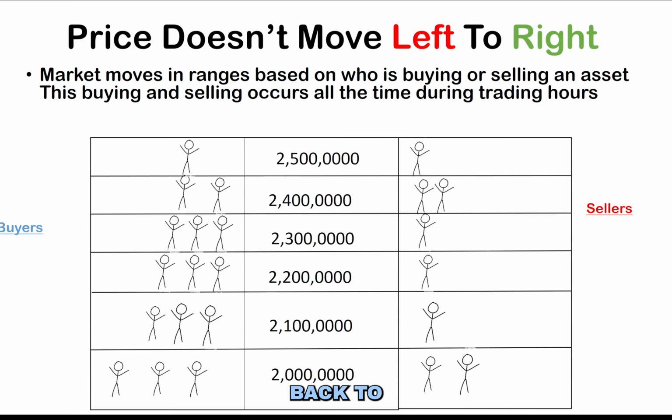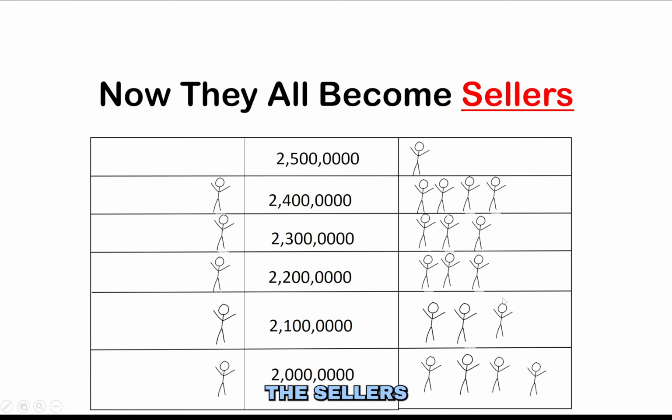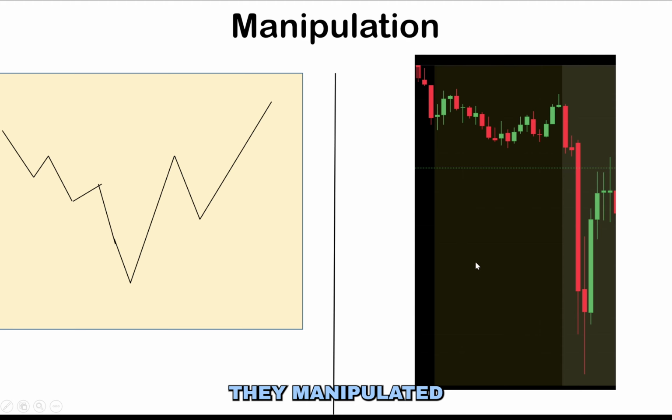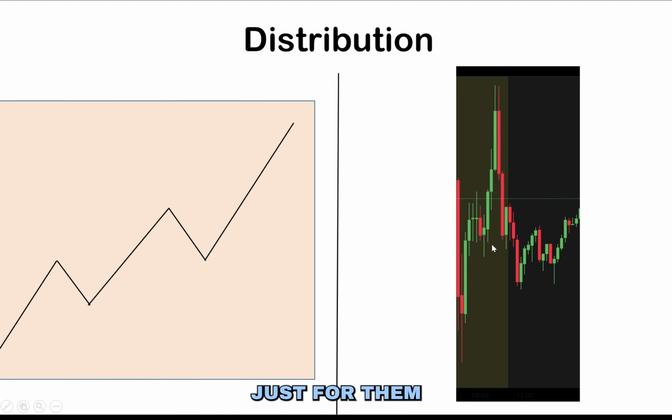So if we go back to our market auction theory that we said earlier, this accumulation, manipulation, and distribution is exactly like the example we just showed, where the sellers who were once buyers now become sellers and push price back down. It is the same thing, just on a chart. We have buyers instead who made price look like it was accumulating, going higher. They manipulated all of those traders out just for them to get back in and move the market higher.